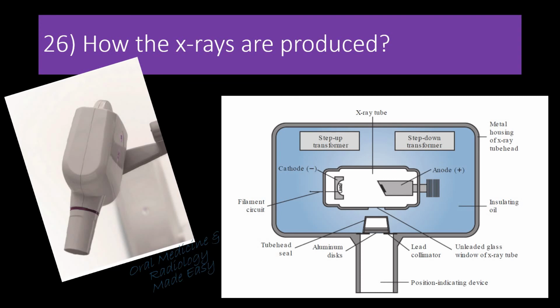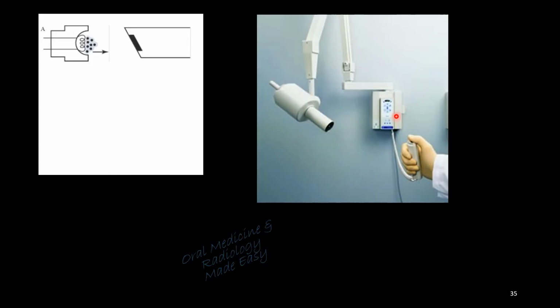The last question: how are X-rays produced? When the X-ray machine is turned on, electrical current enters the control panel through the cord plugged into the wall outlet. The current travels from the control panel to the tube head through the extension arm. The current is directed to the filament circuit through the step-down transformer. So from the control panel, through the step-down transformer, the current is directed to the filament.